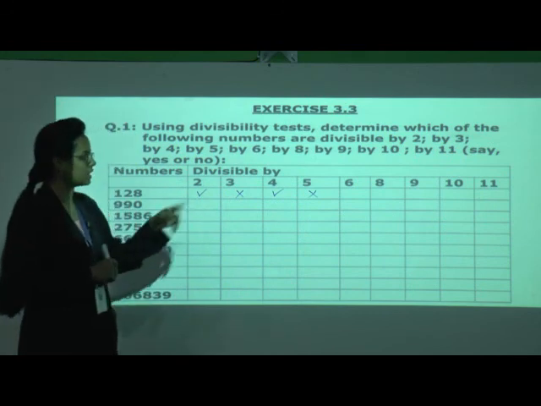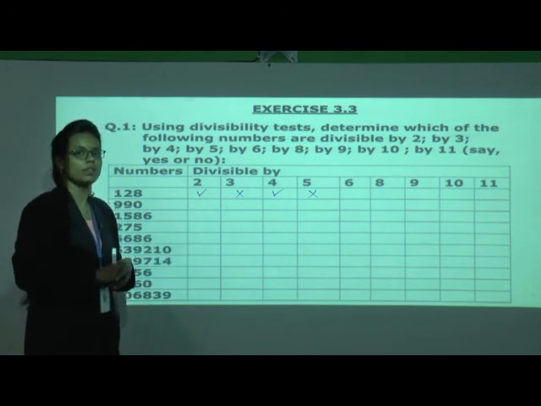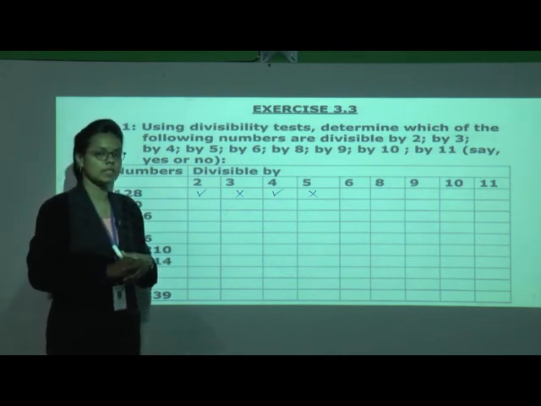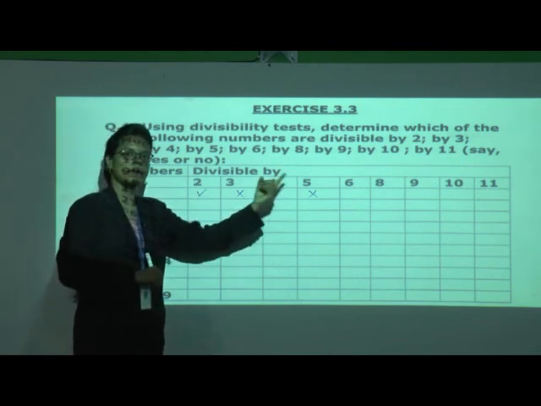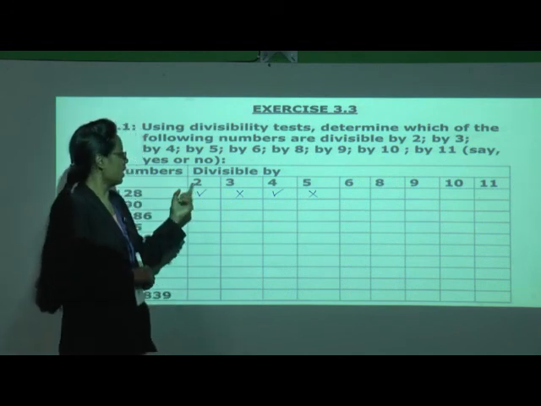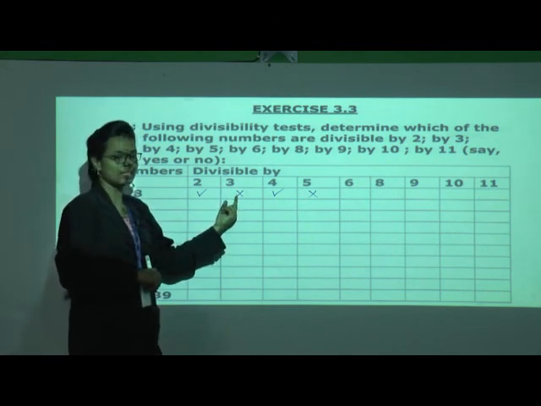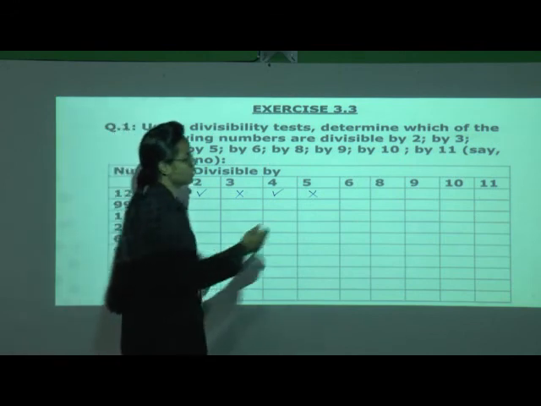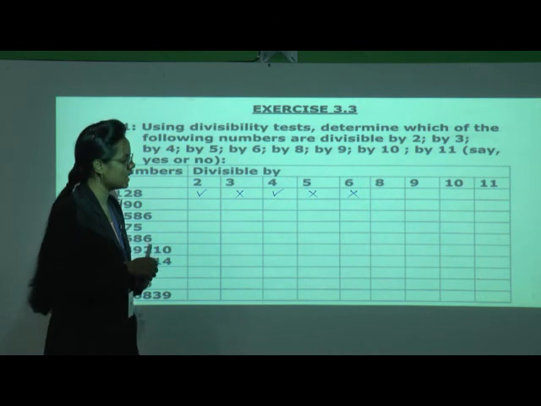Okay, next is 6. What is the divisibility rule for finding whether the given number is divisible by 6 or not? If the number is divisible by both 2 as well as 3, then the number is divisible by 6. So let us see. It is divisible by 2, but it's not divisible by 3. So it's not satisfying the rule. So 128 is not divisible by 6.